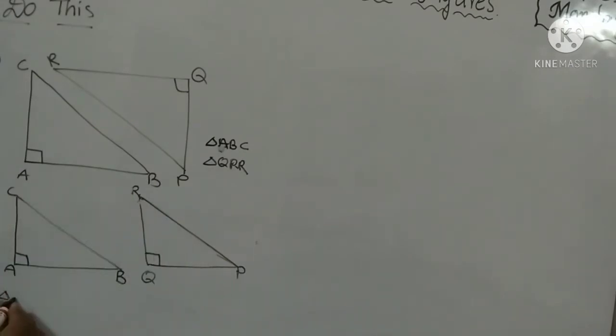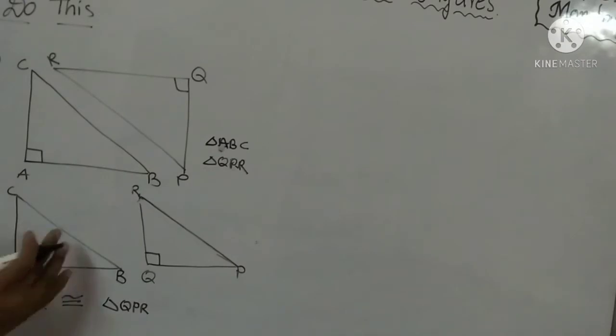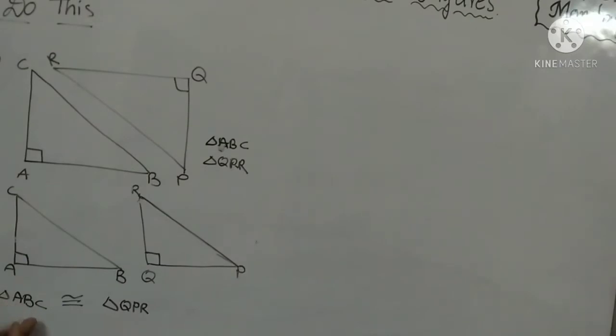So right angle triangle ABC and triangle QPR are congruent, because both are right angle triangles, the size is the same and the shape is also the same. Did you understand, children? Here angle A equals angle Q, because both are 90 degrees. So triangle ABC is congruent to triangle PQR. These two triangles are congruent.